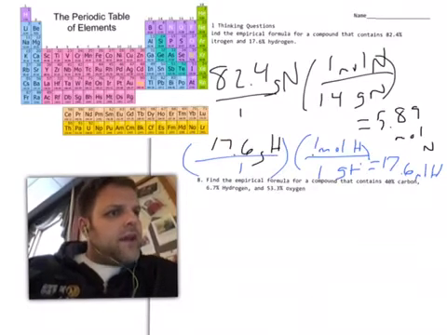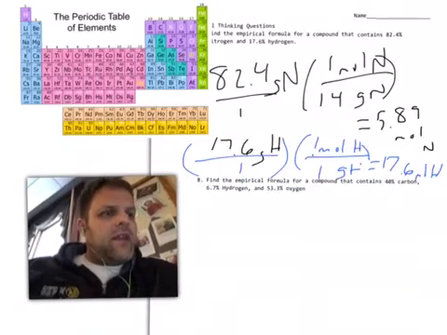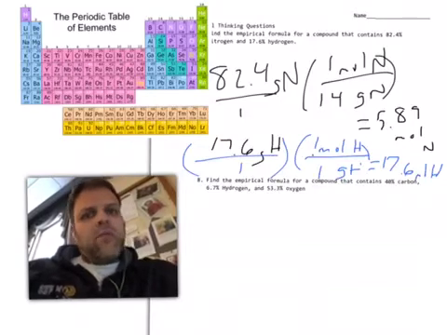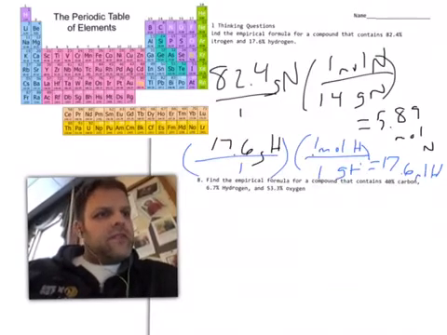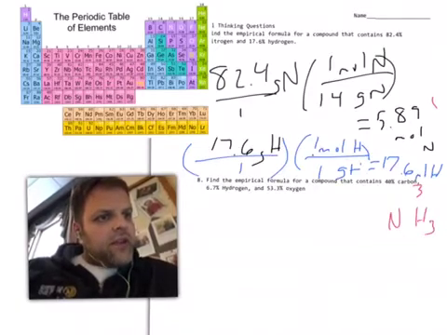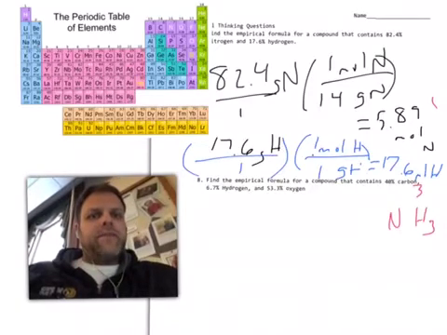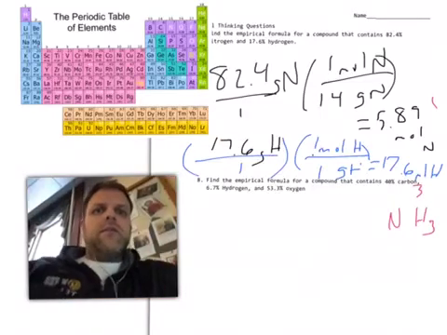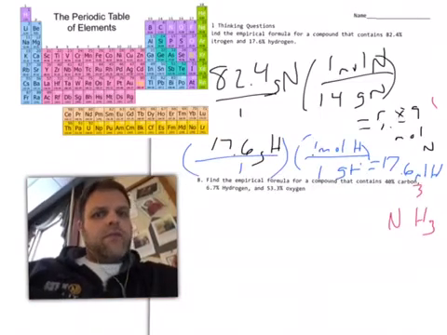And if I take 17.6 and divide it by 5.89, I should end up with a 1-to-3 ratio. So for every one of these, there are 3 of these. So the empirical formula is NH3. Okay? All right, go ahead and clear that out.